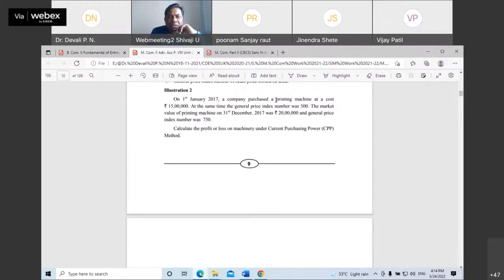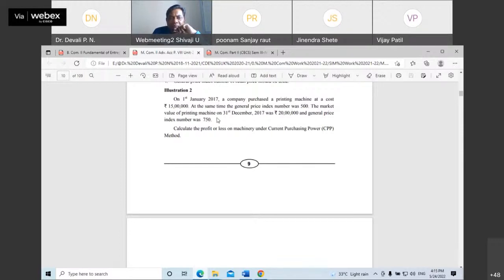And what we have purchased? A printing machinery. What is the value of this machine? 15 lakh rupees. So on 1st January 2017, we have purchased a machine costing rupees 15 lakh. Is it clear? At the same time, the general price index number was 500. So when we purchased such a machine, the price level index was 500.